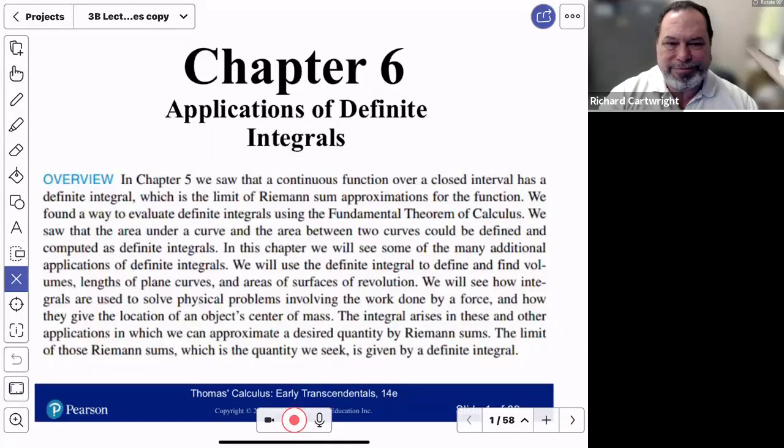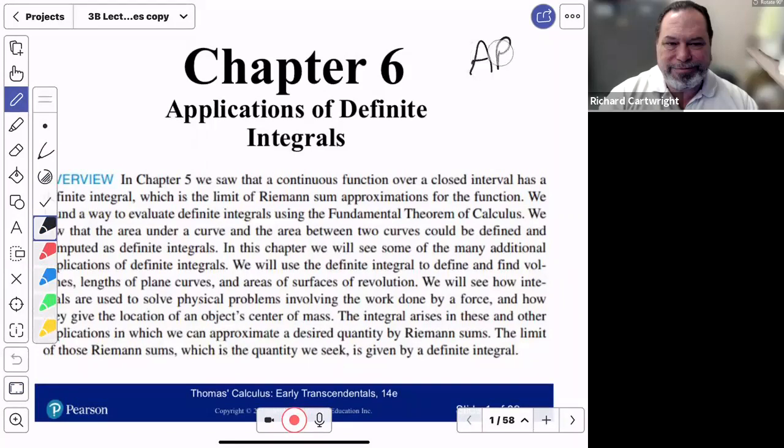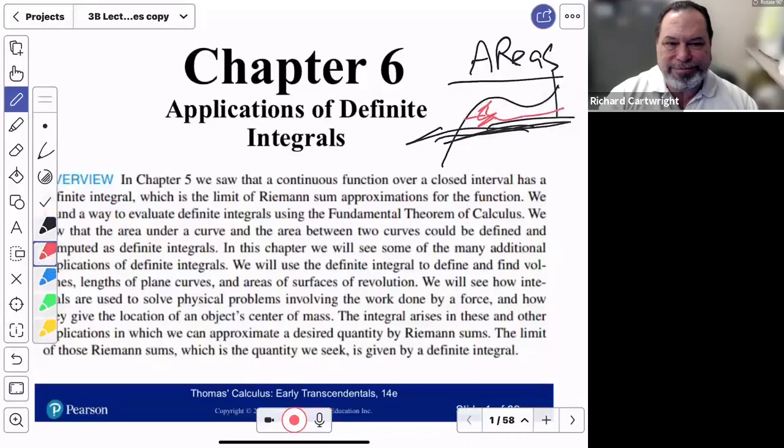But in chapter 6, we are now going to be doing applications of the integrals, which we already have done applications. We did areas. That is an application. We did areas under a curve bounded by the x-axis. That would be this area here. The last lesson, if you recall, was areas bounded by two different functions. So that area would have been that area.